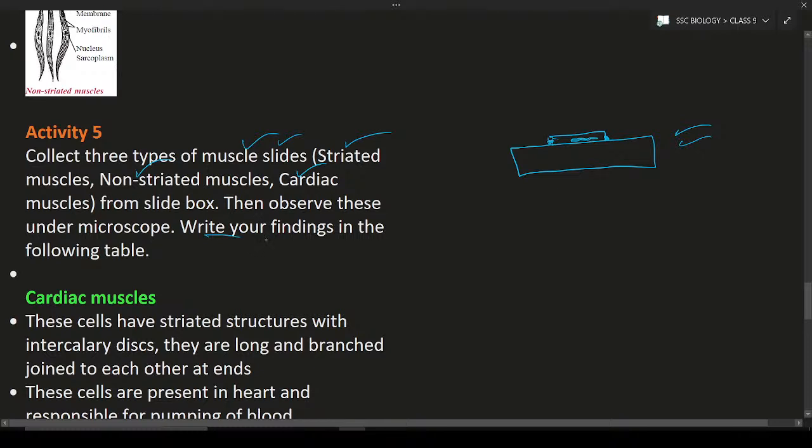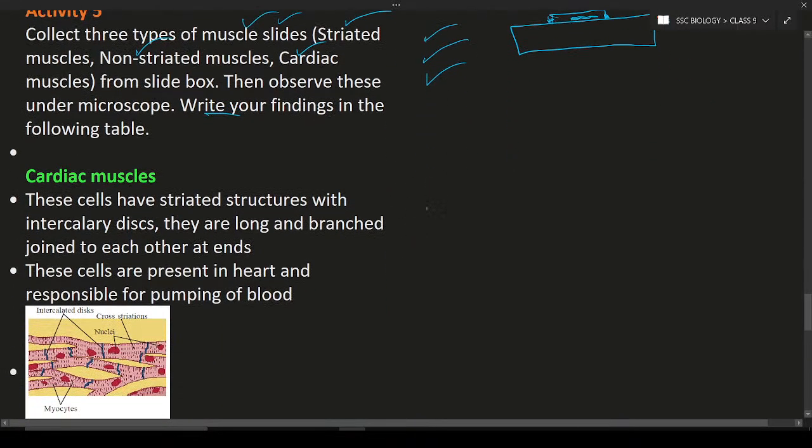There is a table given in the textbook, and write what you have observed. What you have observed in the cardiac muscles, what you have observed in the striated muscles, and what you have observed in the non-striated muscles. You have to write all these observations in the table given in the textbook.